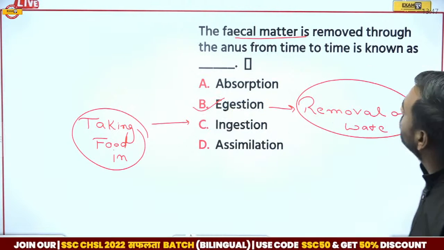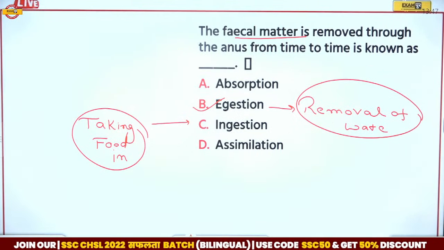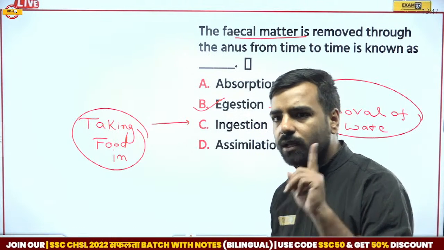So fecal matter is removed through the anus from time to time. This is known as egestion. Important. Cool. Let's move forward.